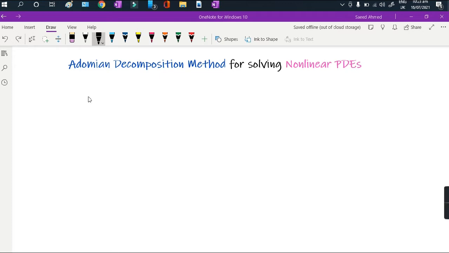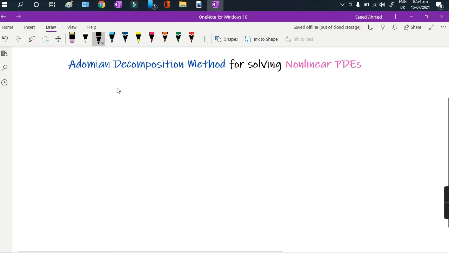And we know that nonlinear partial differential equations are not easy to solve, and we have a very limited number of classical methods to deal with nonlinear PDEs. But we will see that this method, the Adomian decomposition method, will solve almost all types of nonlinear PDEs and generates the solution in the form of an infinite series.